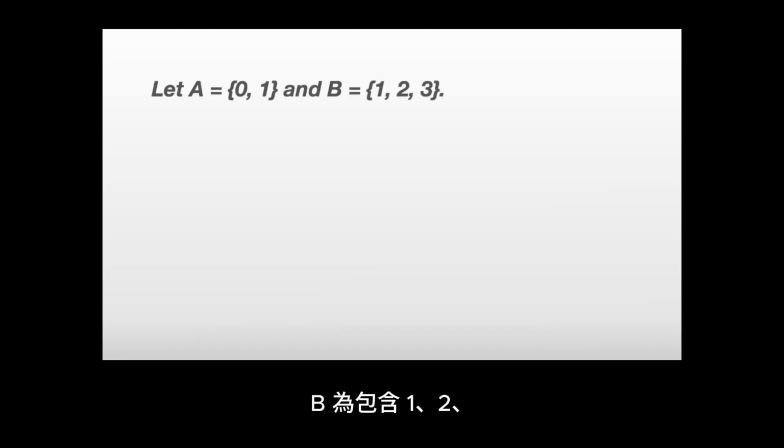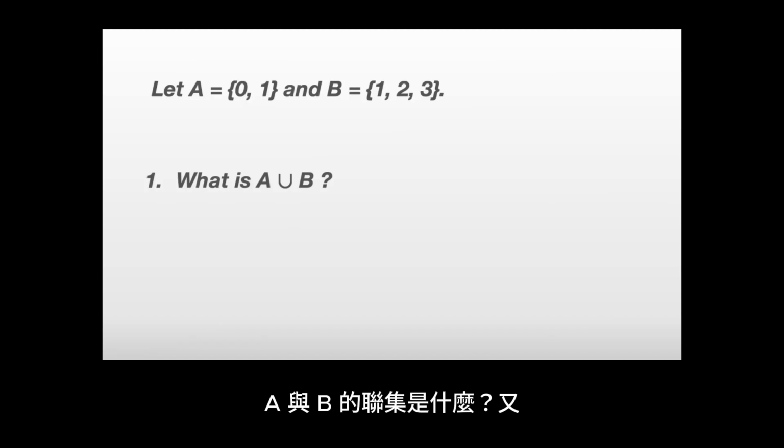Let A be the set containing 0 and 1, and B be the set containing 1, 2, and 3. What is the union of A and B?